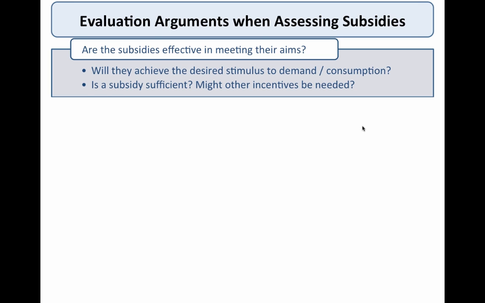Notice here we're following a similar theme to taxation. We're asking a question: are the subsidies actually effective in meeting the prescribed aims? Will a subsidy, for example, for renewable energy, will it lead to a significant increase in supply? Is a subsidy on its own enough?